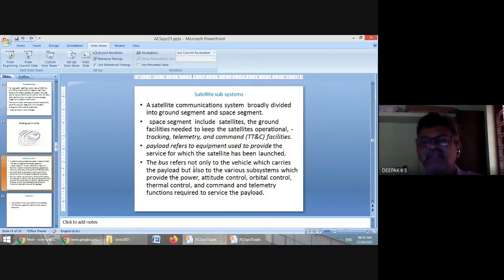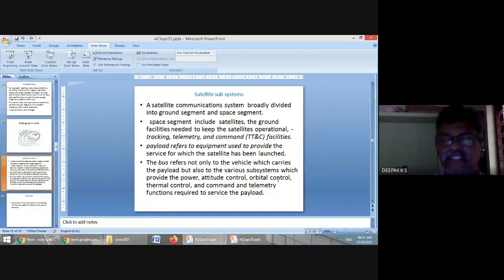Bus refers not only to the vehicle which carries the payload, but to various subsystems which provide power. You need many supporting facilities for a satellite to be operational. One is power, with the solar panels, etc. Then there is attitude control, the direction control. There are systems for that, and that also comes under the term bus.